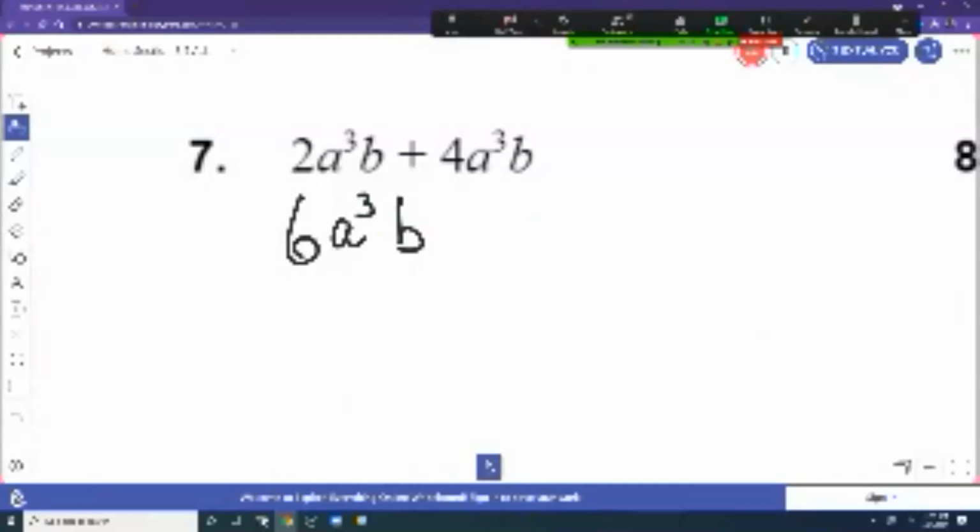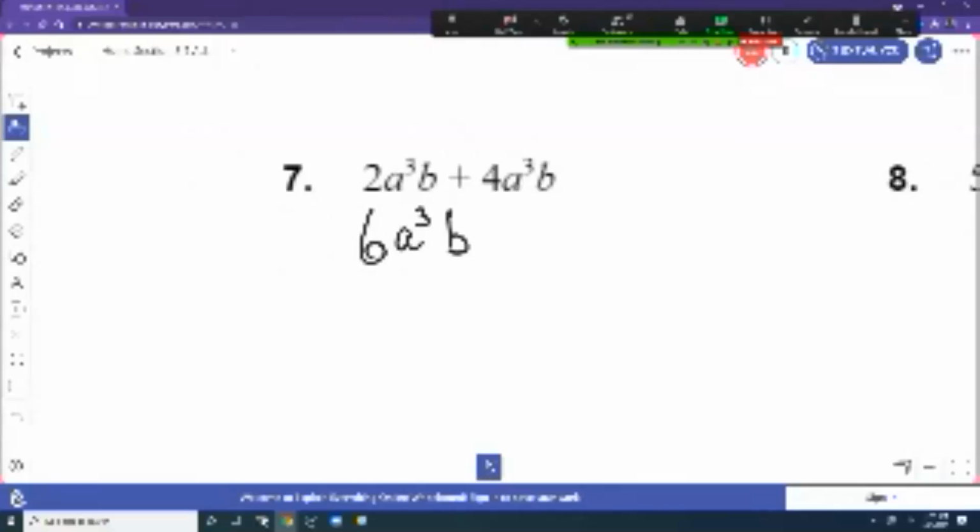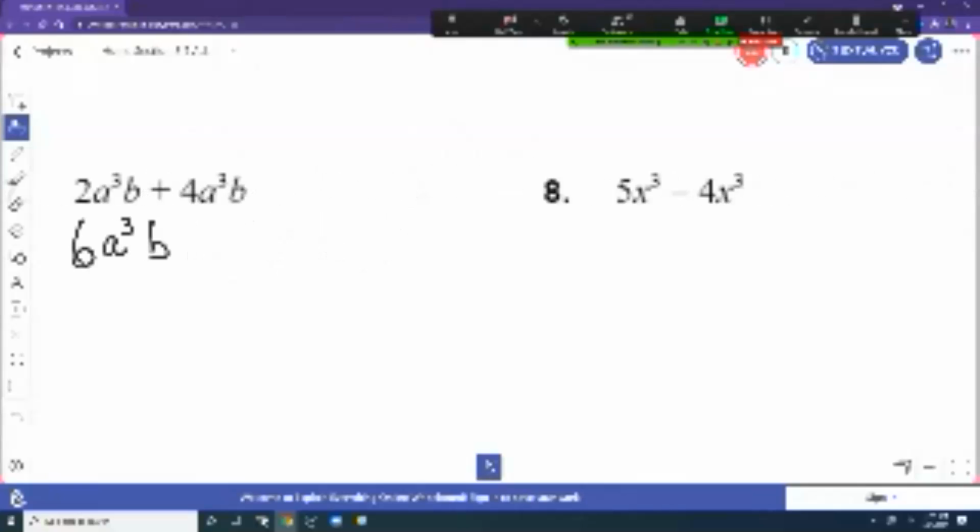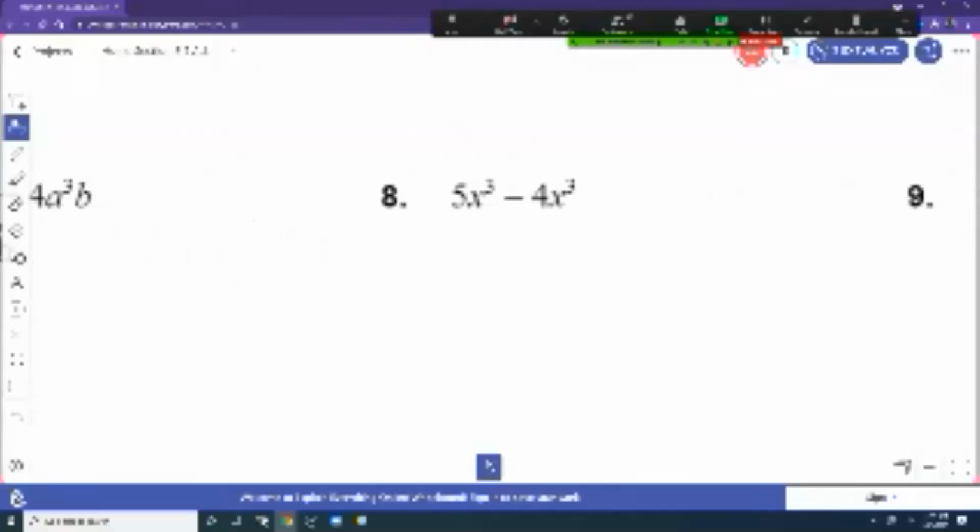6a cubed b. Anybody have question number 7? Let's go to number 9. Number 8, you're going to do on your own.